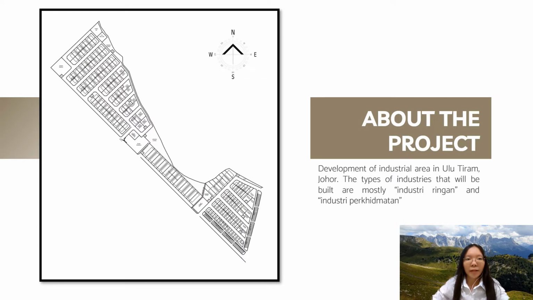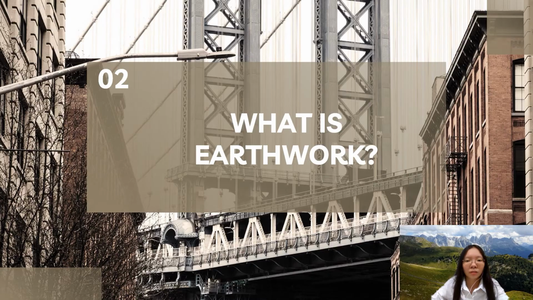In IDP1, we are asked to be in charge of the development of an industrial area in Ulu Tiram, Johor. The types of industry that will be built in the proposed area are mostly industri ringan and industri perkhidmatan. There are also some other facilities in the proposed development plan, such as hostels for the workers, a water tank, a retention pond, and other facilities. The main objective of this development of the industrial area is to provide more job opportunities to the nearby residents.